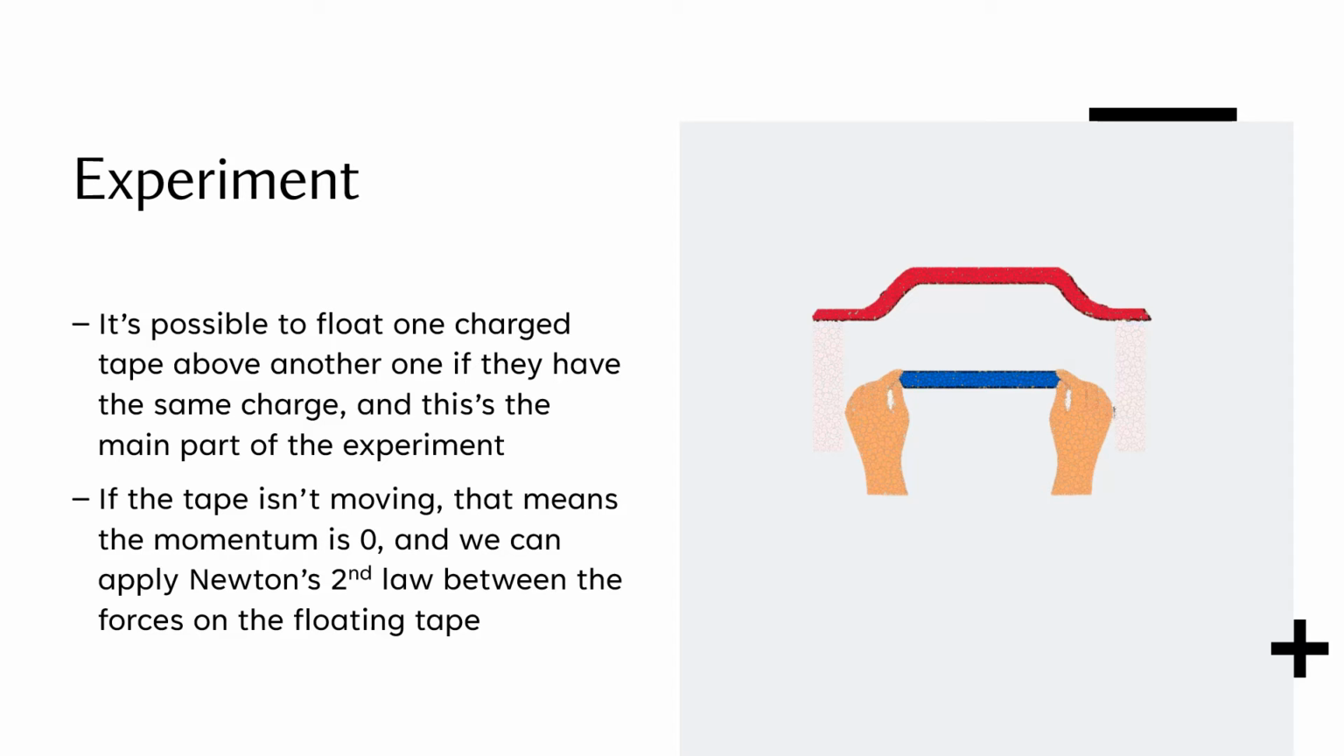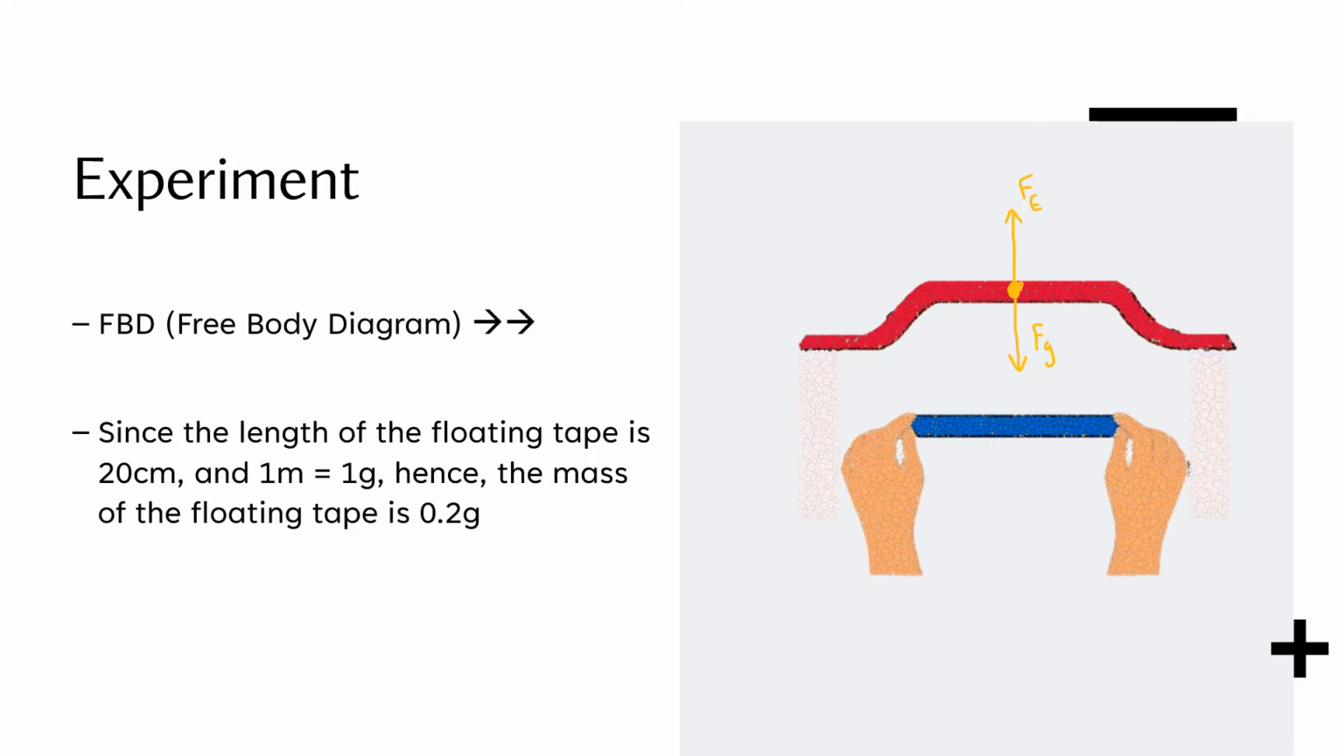Our experiment is to float a tape over another one. So our focus would be on the second tape, or the floating tape, and this is the main part of the experiment. If the floating tape isn't moving, that means the momentum is zero, and we can apply Newton's second law between the forces on the floating tape, which are the gravitational and the electric force. This is the free body diagram: the electric force upward and the gravitational force downward.